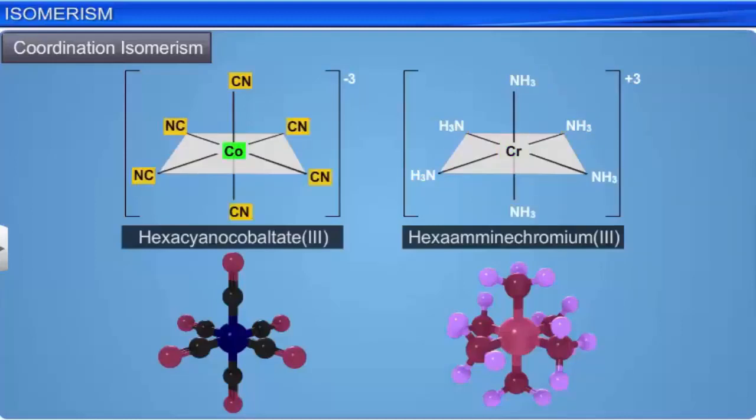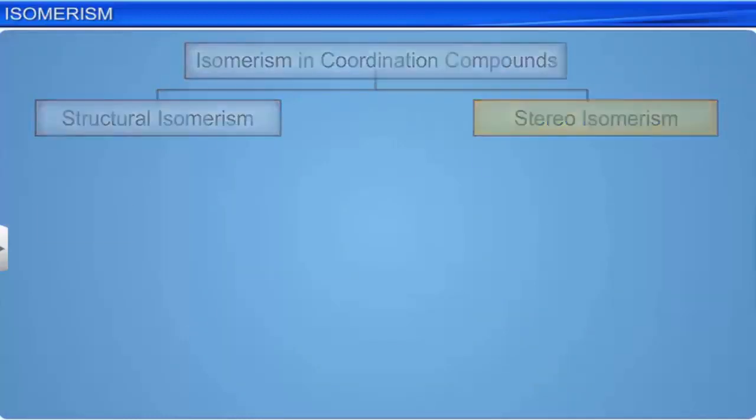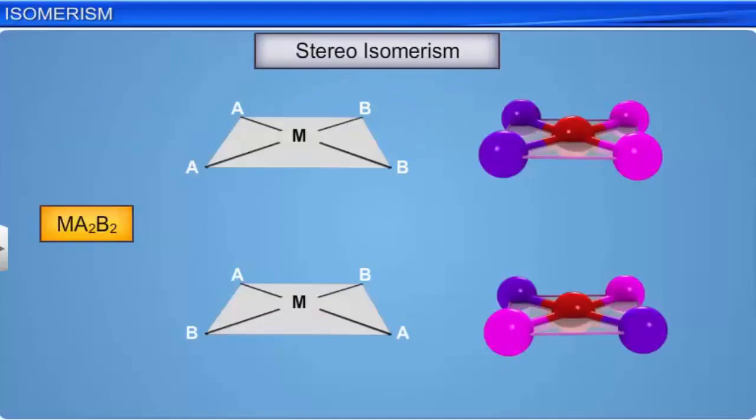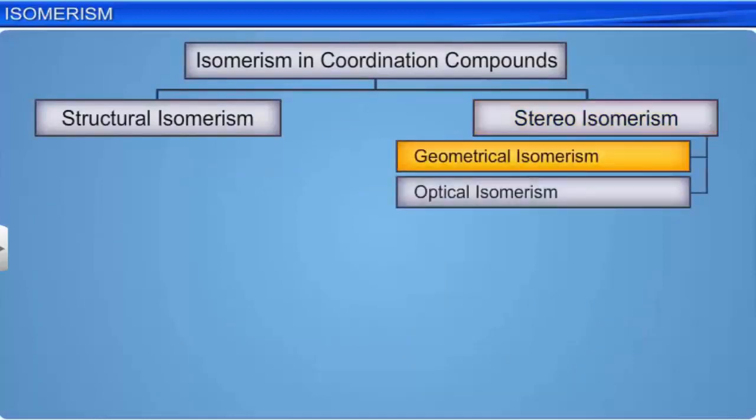Let's now look at stereoisomerism. Compounds with the same chemical formula and chemical bonds, but different arrangement of atoms or groups in space, are called stereoisomers. Stereoisomerism can be subdivided into geometrical isomerism and optical isomerism. Geometrical isomerism is also known as cis-trans isomerism. It is seen in the heteroleptic complexes with coordination numbers 4 and 6.